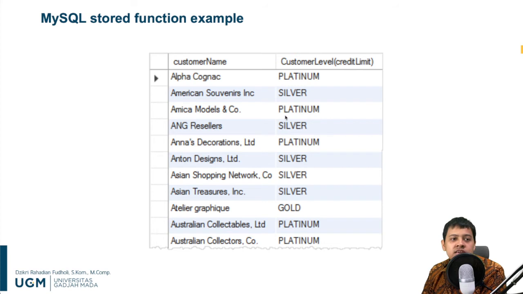We can see here the result. So in the result, we have customer name, Alpha Cognac, the customer level using the credit limit is platinum, silver, and so on. So here is the function usage.